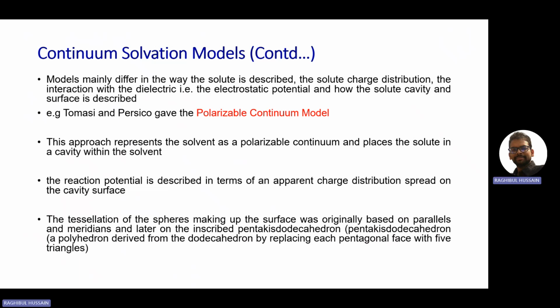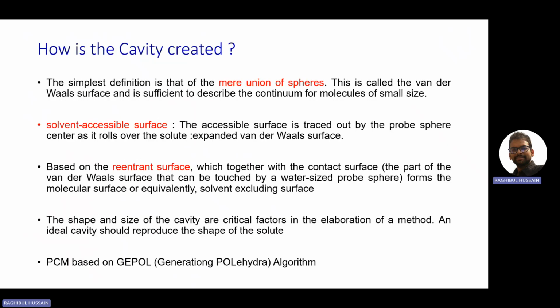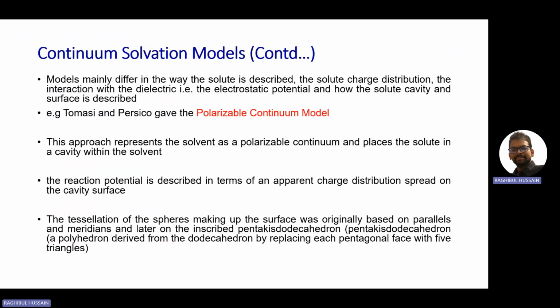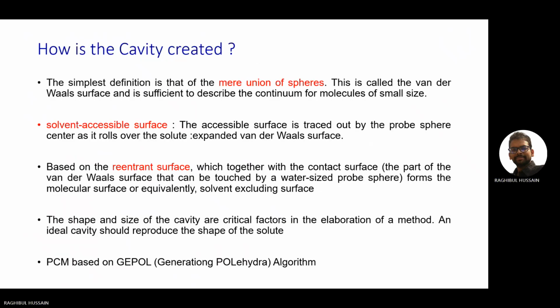So the tessellation means the breaking up, or dividing the sphere, into this particular shape, pentakis dodecahedron. It is a polyhedron derived from the dodecahedron by replacing each pentagonal face with 5 triangles. So let us see. This sphere, each part is converted into one pentagon. Each part, it is a sphere, and on top of the surface of the sphere, the pentagons are there. So several pentagons are made. I will show the diagram, how it looks like.